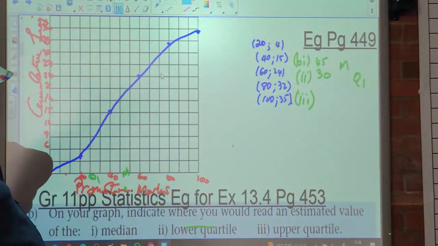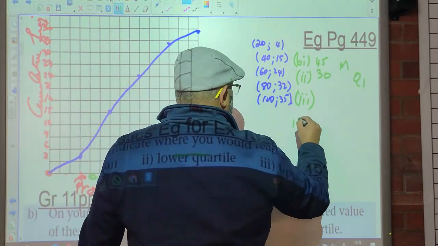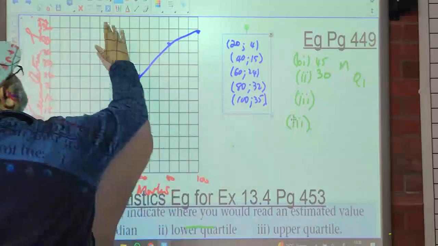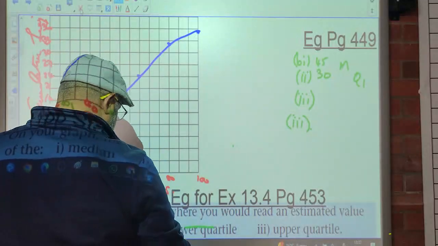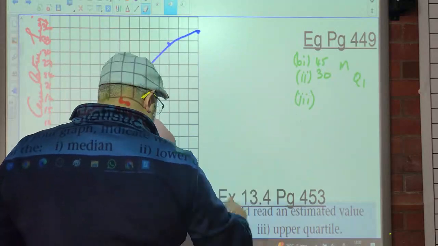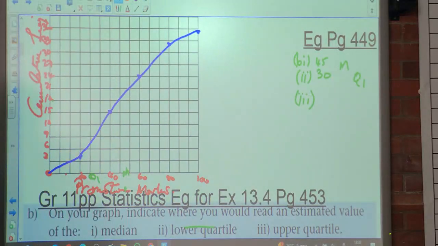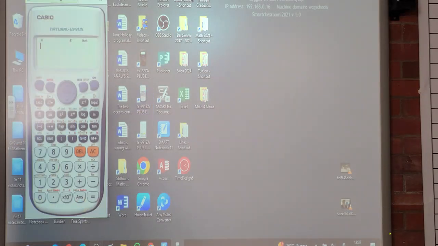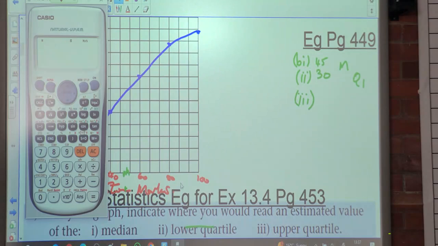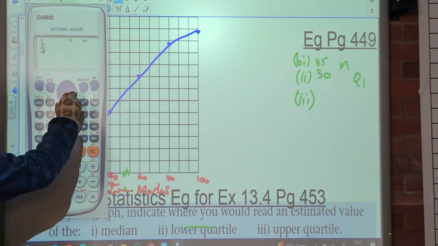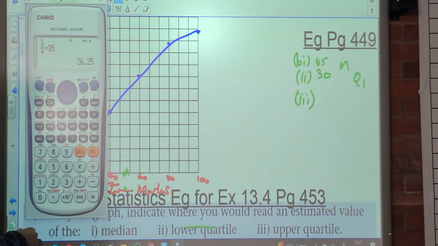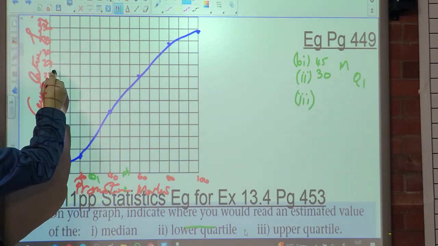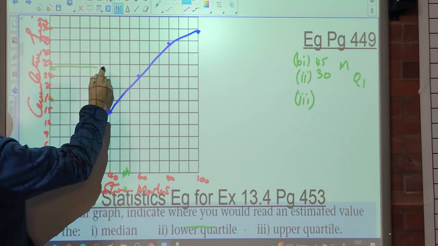Right, then for the third one it says upper quartile. So upper quartile is the same as quartile 3. Okay, so quartile 3, how do we get to quartile 3? 3 over 4 times 35, not so? 3 over 4. Okay, that's better. 3 over 4 times 35 gives you 26.25. So 26.25 is just under 27, not so?